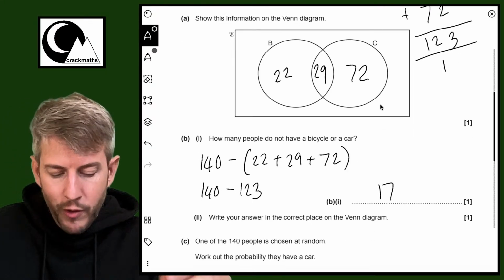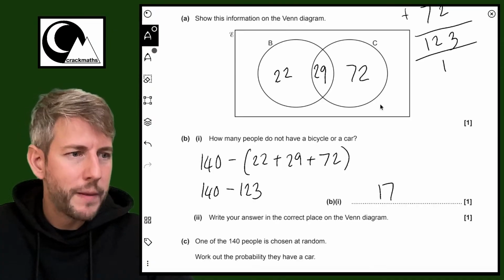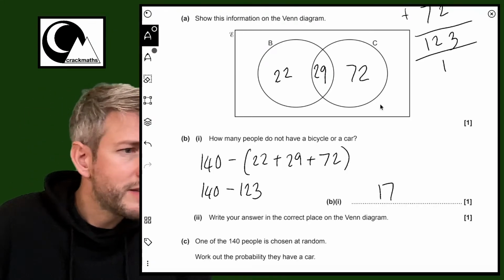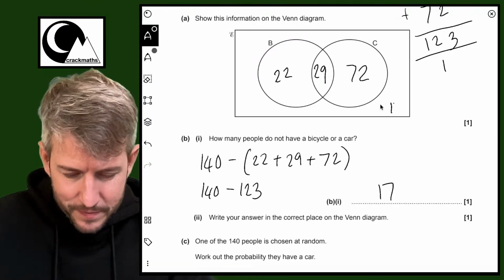Part 2 says, write your answer in the correct place to complete the Venn diagram. So this is going to go here.